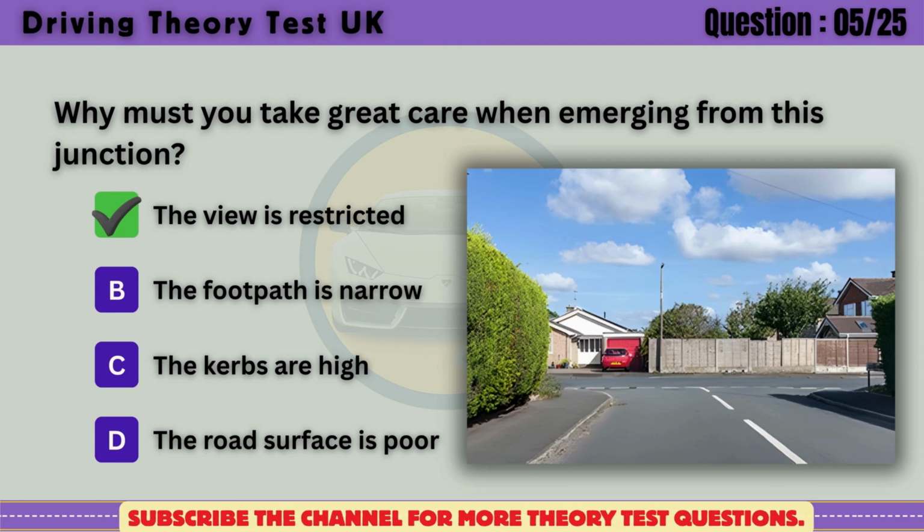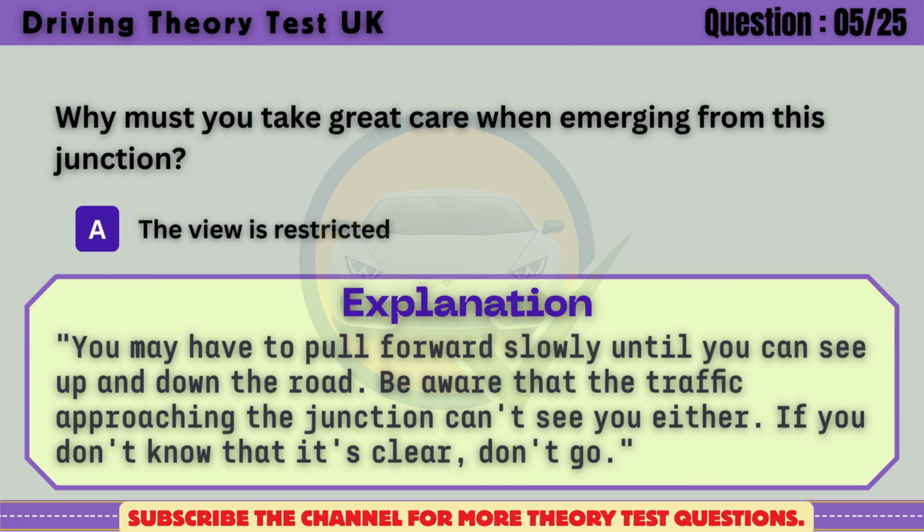Answer was A. The view is restricted. You may have to pull forward slowly until you can see up and down the road. Be aware that the traffic approaching the junction can't see you either. If you don't know that it's clear, don't go.